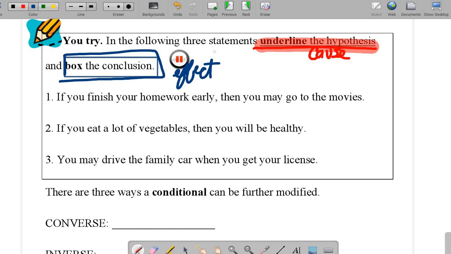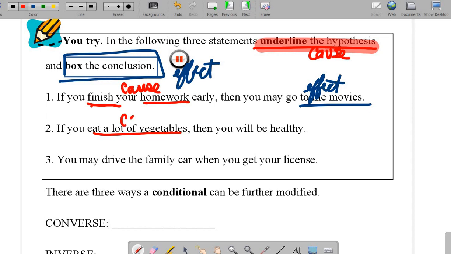Welcome back. Let's take a look. If you finish your homework early, then you get to go to the movies. So finish your homework would be the cause. And the effect is you get to go to the movies. If you eat lots of vegetables, then you will be healthy. The cause, of course, is eat vegetables. Then you will be healthy. That is the effect.